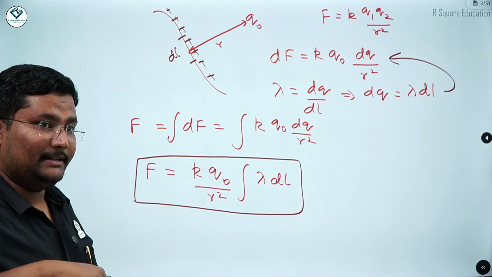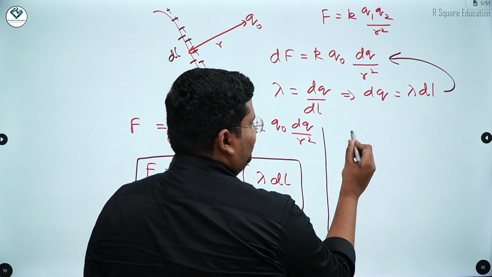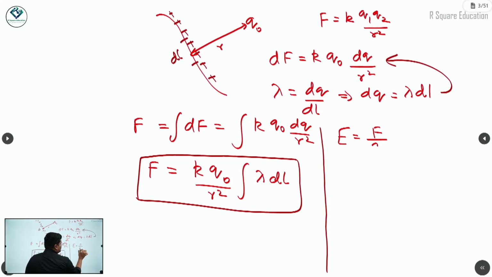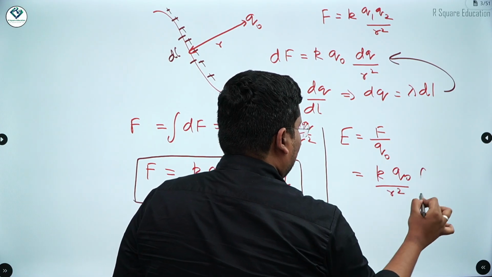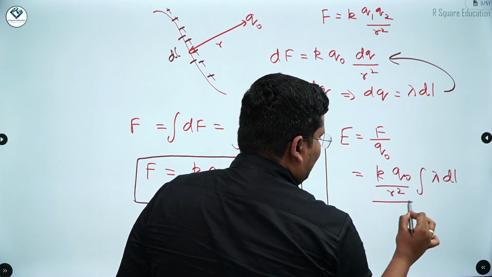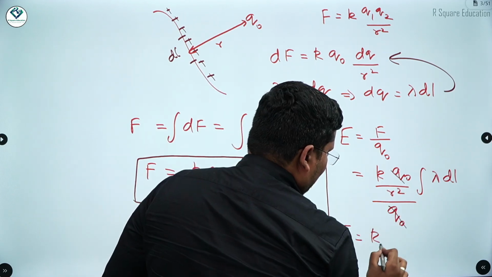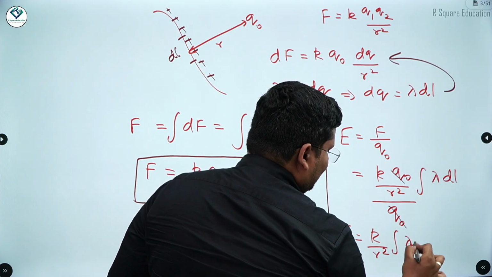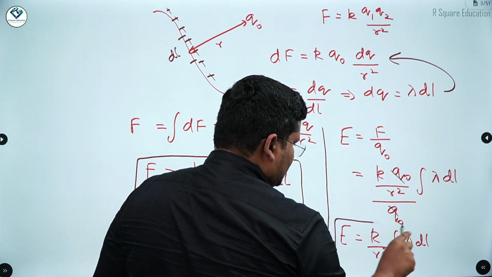And also we were discussing that we will talk about field. Okay, so basically what is electric field? Electric field is nothing but force per test charge, right? Whatever charge you bring in, that will be in the ratio to the force, correct? Okay, what is force which we have calculated here? k q naught by r square integral lambda dl whole divided by q naught. So this q naught cancels, k by r square integral lambda dl. So this is going to be the electric field.